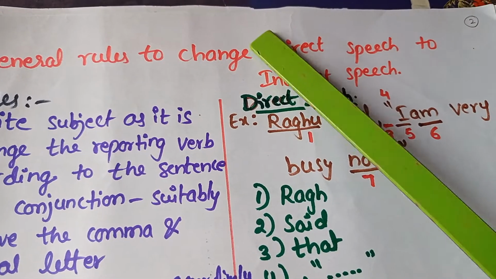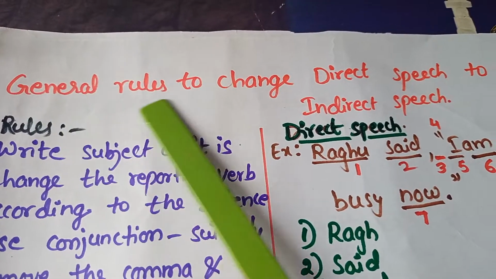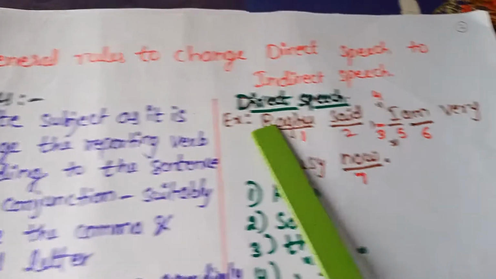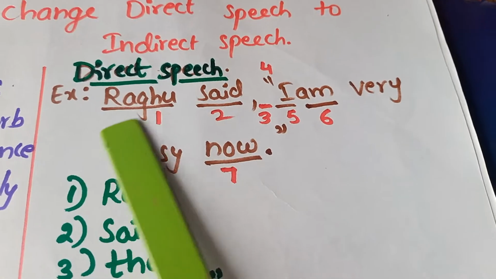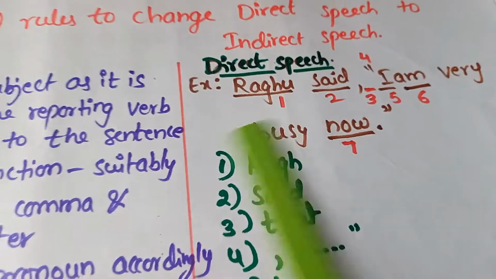How to change direct speech to indirect speech? See here, the general rules to change direct speech to indirect speech. Here is the model sentence for direct speech: Raghu said, "I am very busy now." What are the rules?